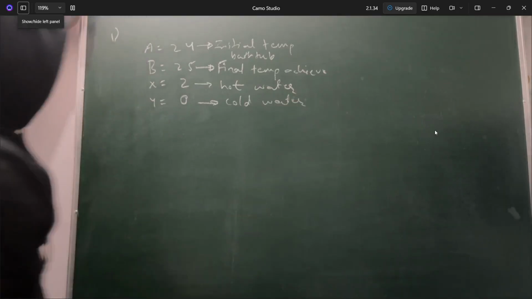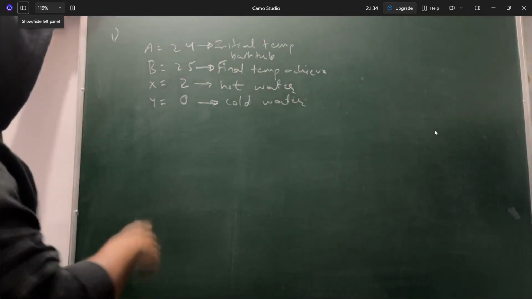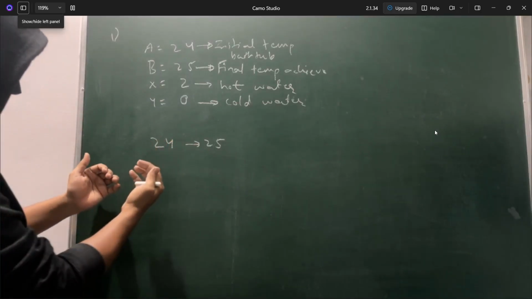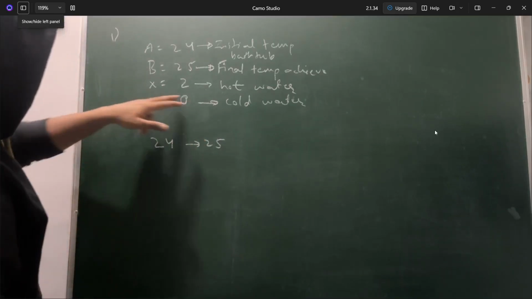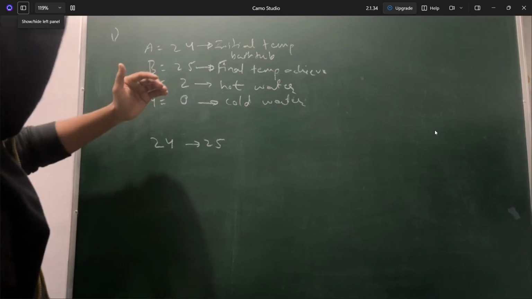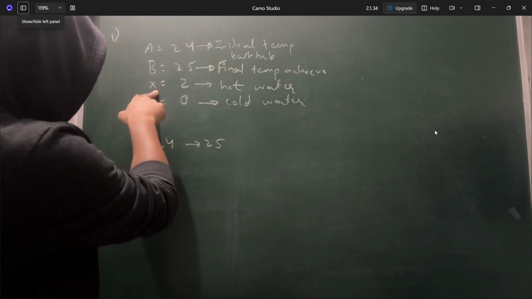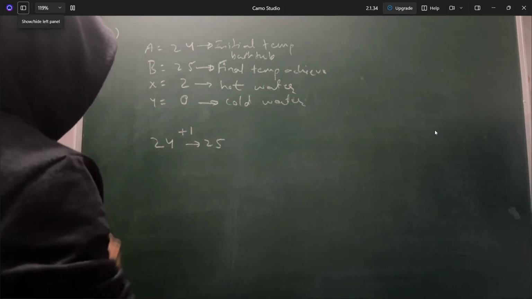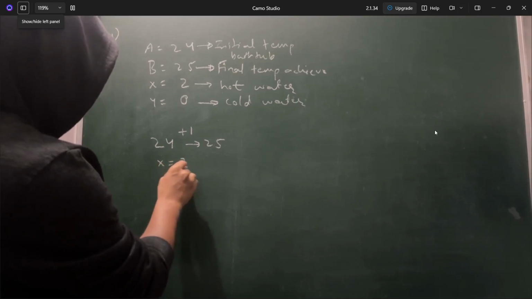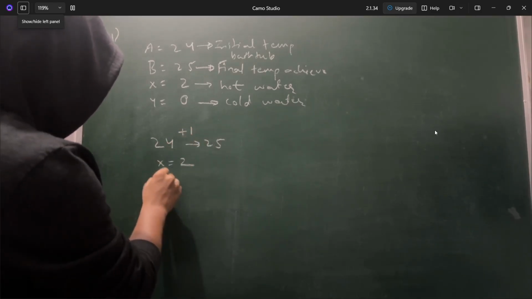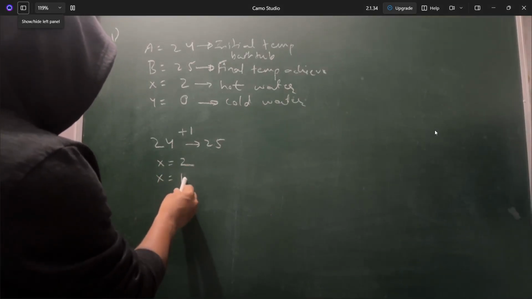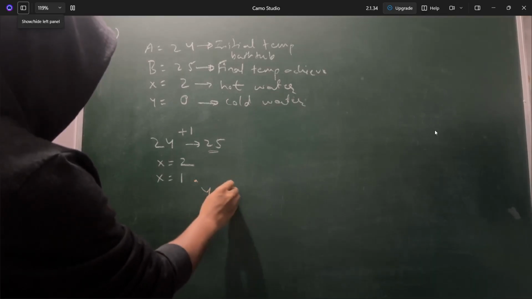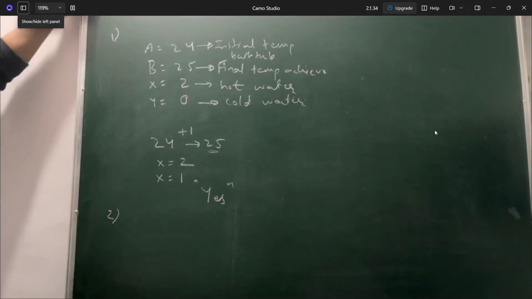So see, initial temperature is 24 and he wants to achieve 25, which means 24 is lesser than 25. So he wants to increase the temperature. If he wants to increase the temperature, he will be using hot water, right? Because hot water will increase the temperature. So obviously we will be using X, and let's say temperature 24 is there, we add +1 to it, so we are getting 25. And X value, since it was 2 liters of hot water we had, when we mixed 1 liter, now X value is 1. So after mixing 1 liter of hot water, we got temperature 25, and in this case it is possible, so we'll have to return yes. Got it, right?